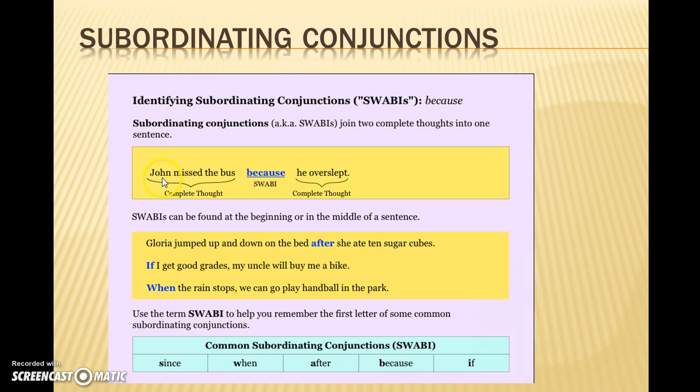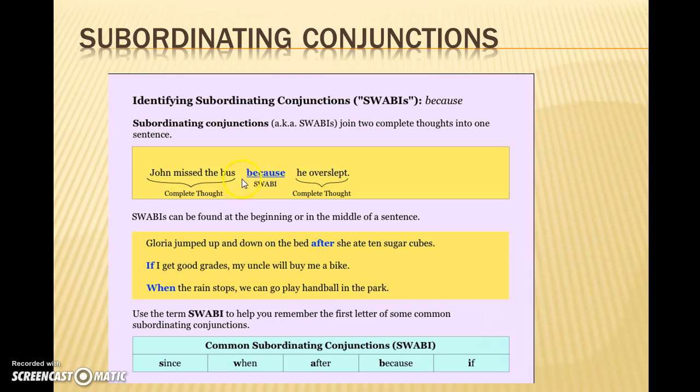So, John missed the bus. That's a complete thought. He overslept. That's a complete thought. Now, because can bring those together into one sentence. Now, we actually would separate this into an independent clause and a dependent clause. So John missed the bus would be an independent clause, a complete thought.